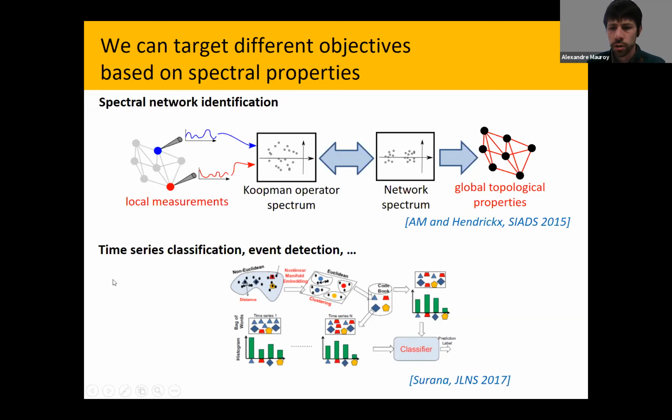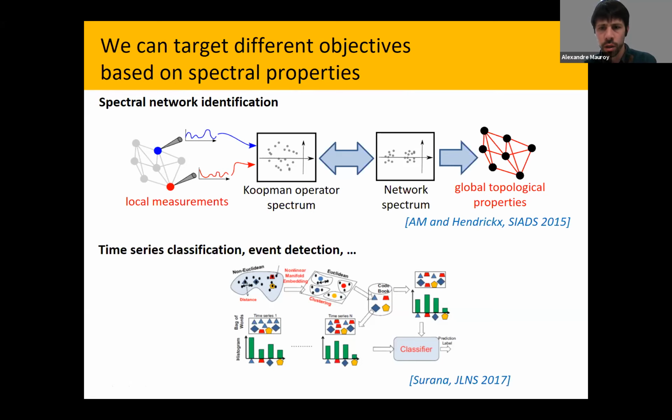There are other works, for instance by Amit Surana, which show that we can use the spectrum from the data to do some time series classification. We could also think of event detection. When we detect some change in the spectrum of the Koopman operator, we detect a change in the dynamics. So again, there are interesting connections, I think, to machine learning, but in this case more as a post-processing step.